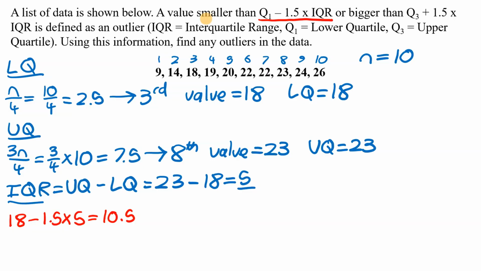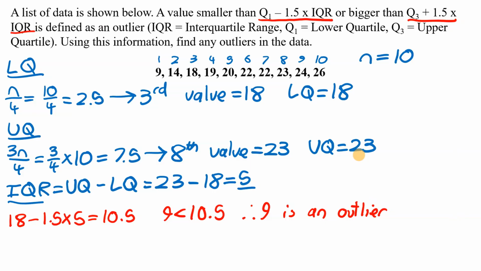So any values that are smaller than this are an outlier, and we can see we have one value that is smaller than this, which is 9. 9 is smaller than 10.5, so therefore 9 is an outlier.